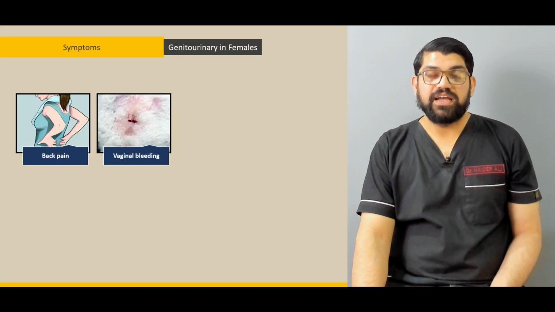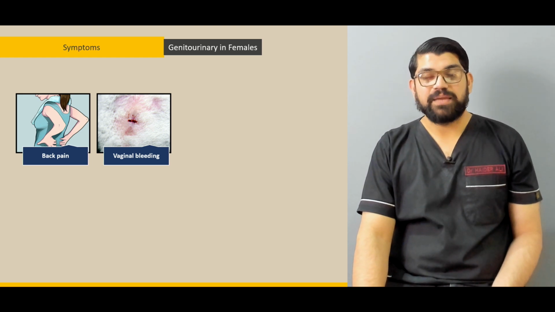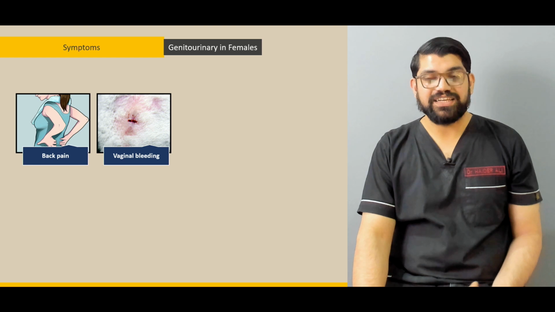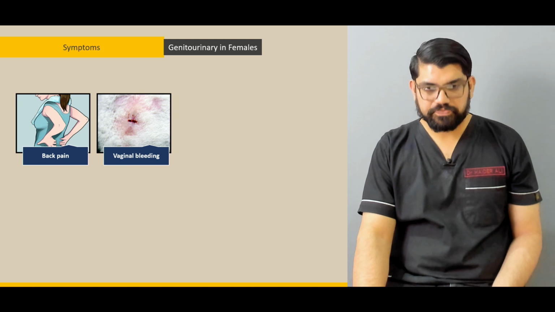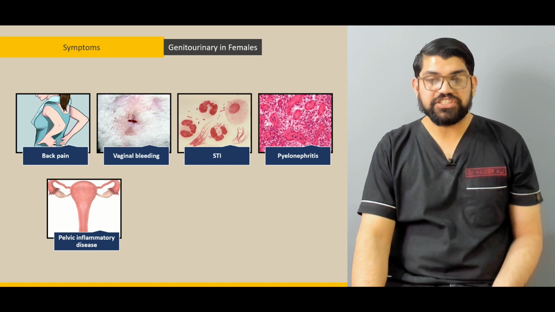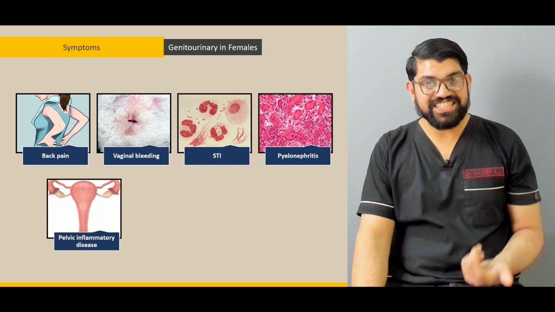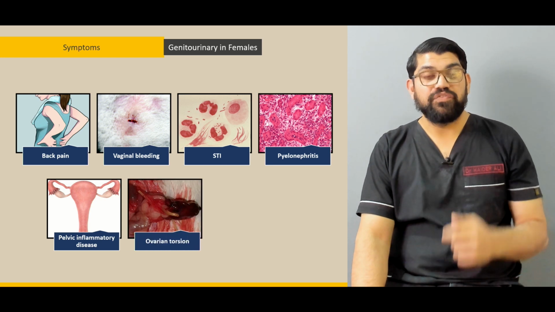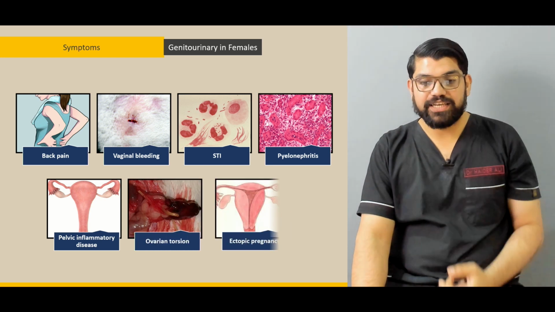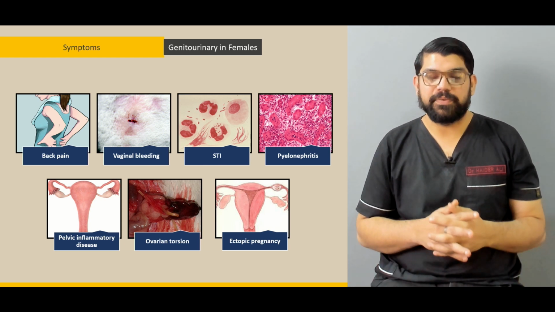Back pain, costovertebral angle tenderness, these can present with nausea and vomiting. Renal colic, vaginal bleeding can present with vomiting. Sexually transmitted infections, pyelonephritis can present with vomiting. Pelvic inflammatory disease can present with vomiting. Ovarian torsion can present with vomiting as well. Ectopic pregnancy can present with vomiting as well.